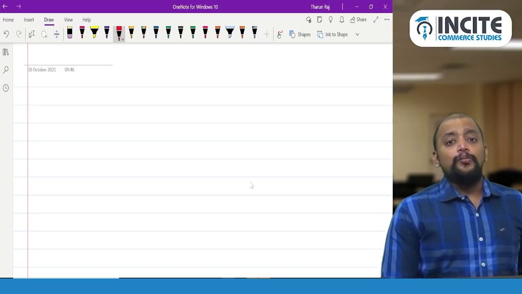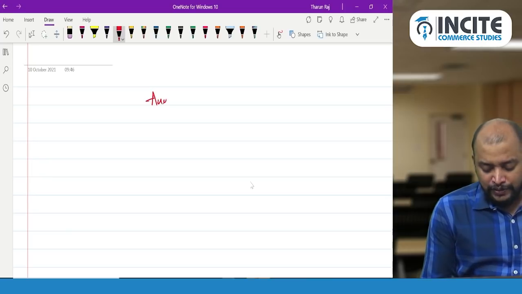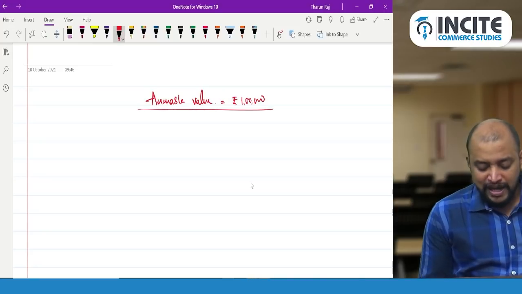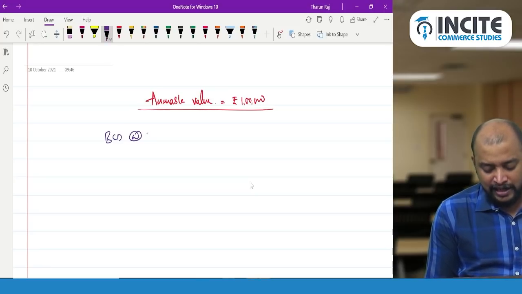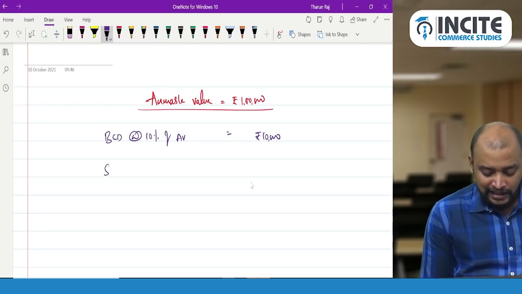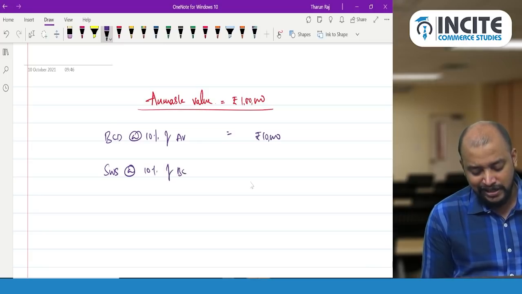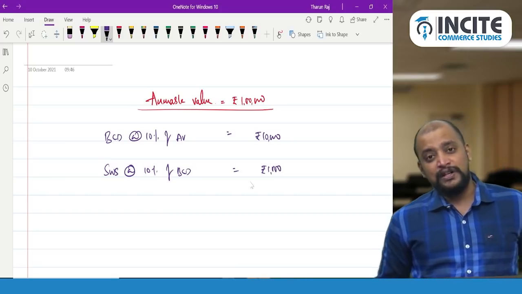So see this. Block 1. What do we do in block 1? First, let's take assessable value as rupees 1 lakh. And we need to take basic customs duty. Basic customs duty at the rate of 10% of assessable value, so that will be equal to 10,000. This will be taken as the basic customs duty. Then social welfare surcharge at the rate of 10% of basic customs duty, so say 1000 rupees will be taken as the social welfare surcharge.